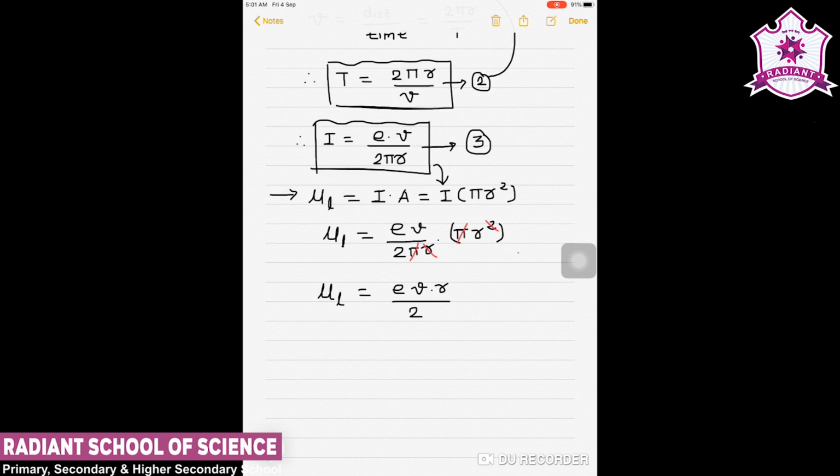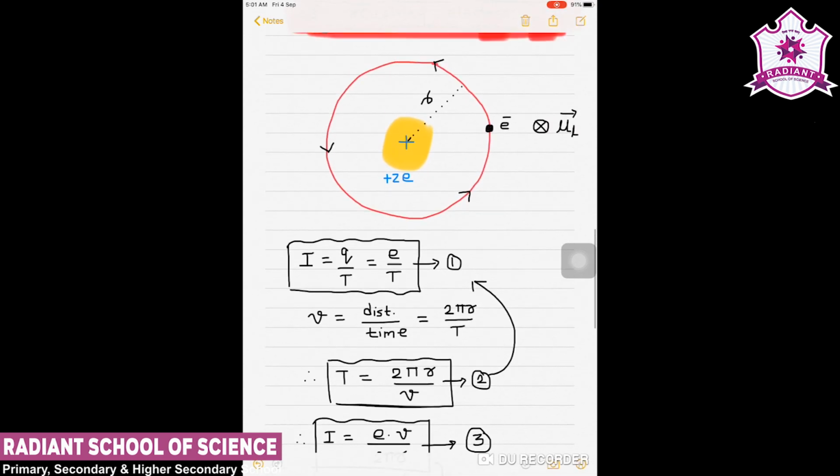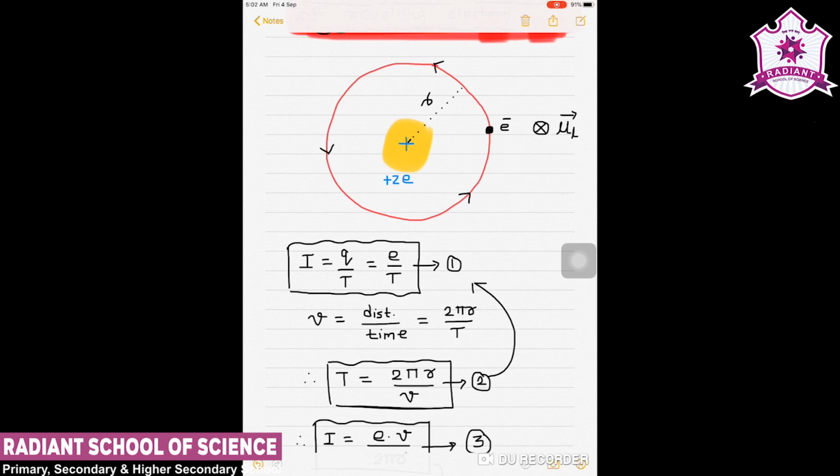This will be our new equation of magnetic dipole moment for atomic structure. Now this is not the end of the question. Here the direction of this magnetic moment is into the plane of the paper or of our page. Now why is this so?